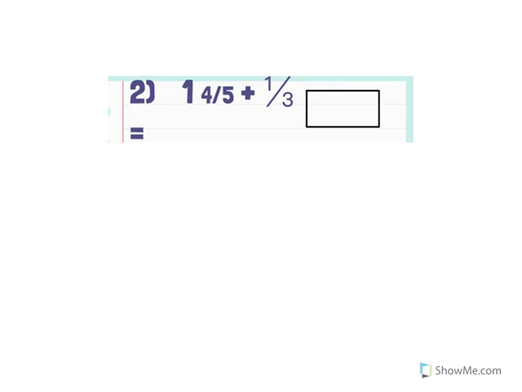Let's look at our next example here. Here we have a mixed number. It's a mixed number because it has a whole number and a fraction with it. And we're adding that to a fraction. Okay, first thing we're going to do is set up our t-chart. Go ahead and draw this on your scratch paper. Whole numbers always go on the left, fractions go on the right.